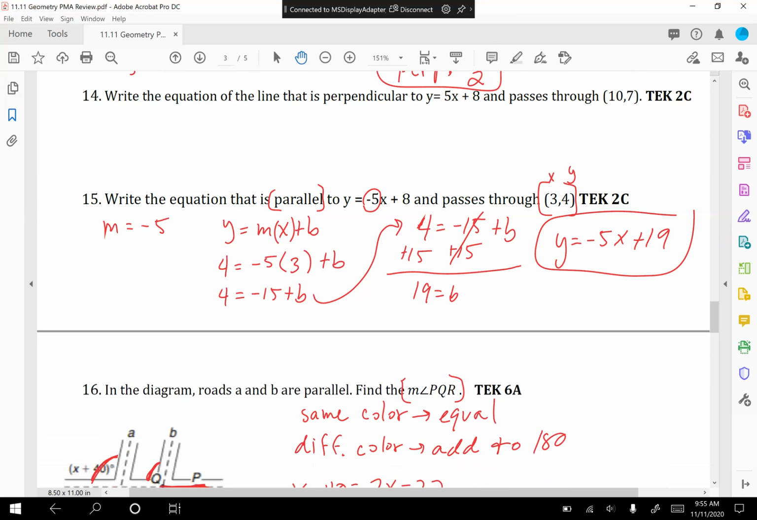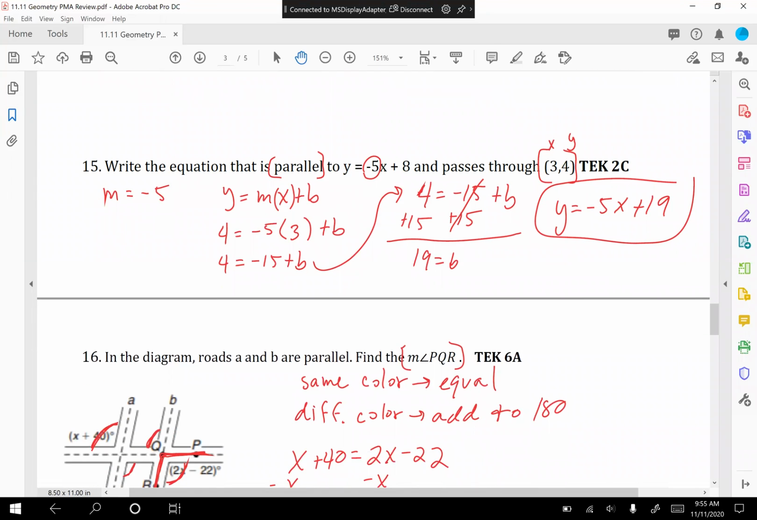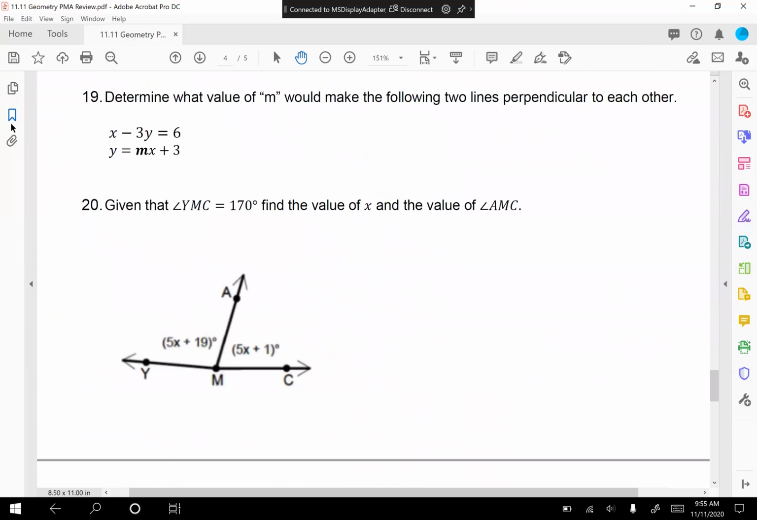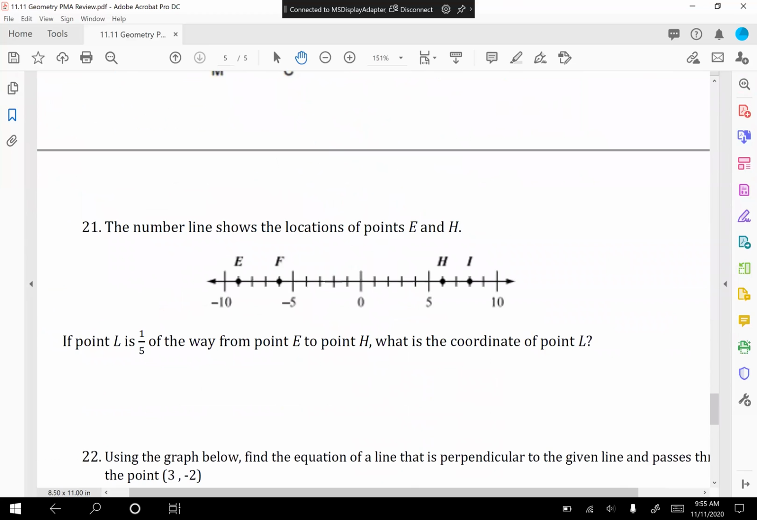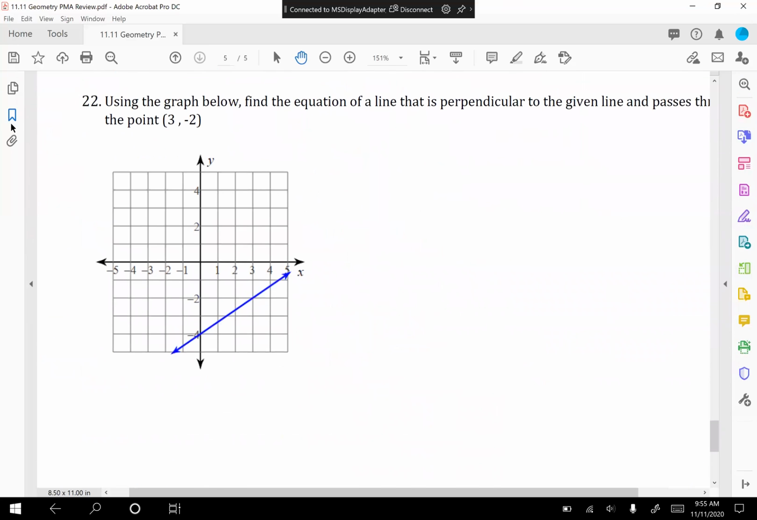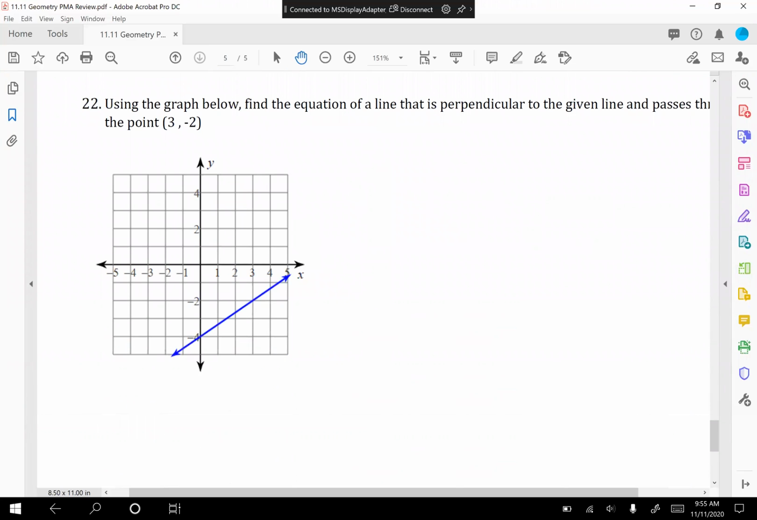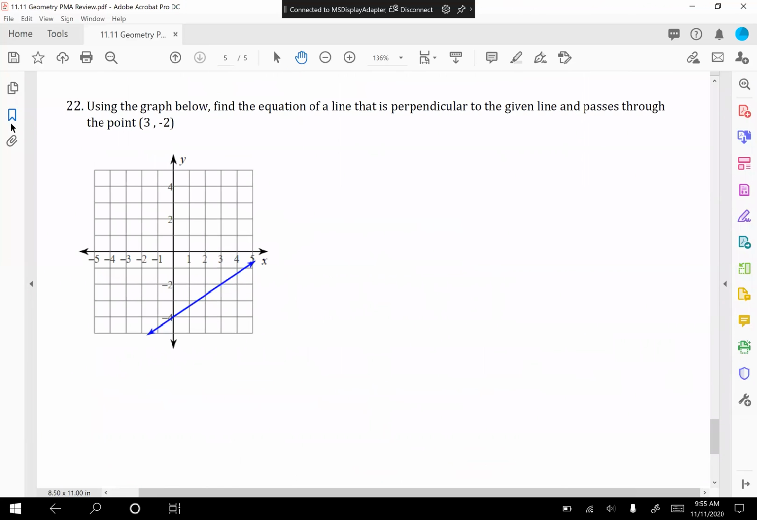All right, and then we got a couple more, and then we'll be done. So now if y'all will go to number 22, and then we're going to go back up to number 20. All right, 22. We want to find the equation of the line that's going to be perpendicular to this and goes through the point (3, -2). So step 1 is to find the slope.